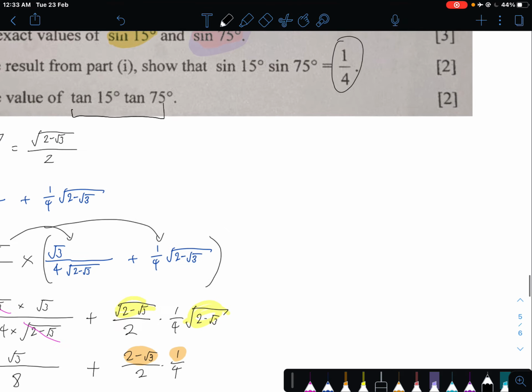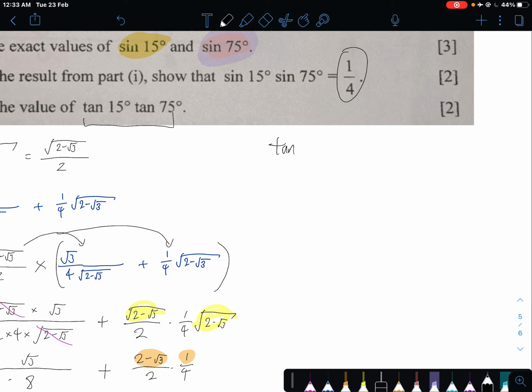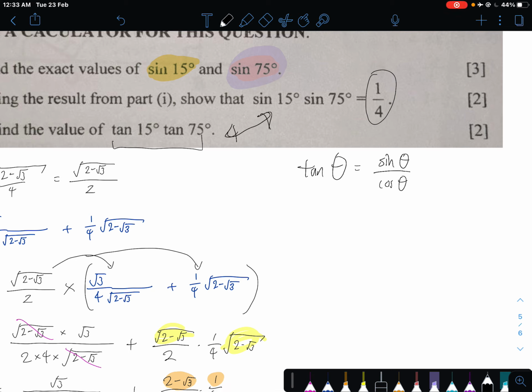All that you need to realize is that the trick is that tangent of theta is really just sine of theta over cosine of theta. And can you see how these two are related? Sine 15 degrees, sine 75 degrees, tangent 15 degrees, tangent 75 degrees. They both have 15 and 75 degrees.